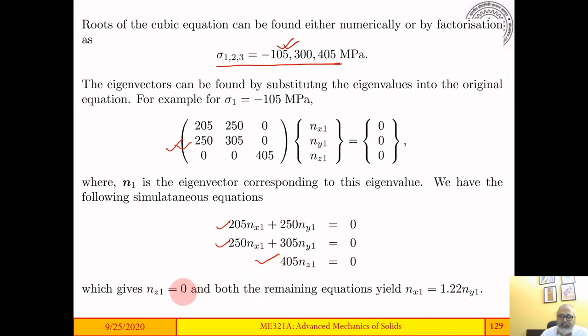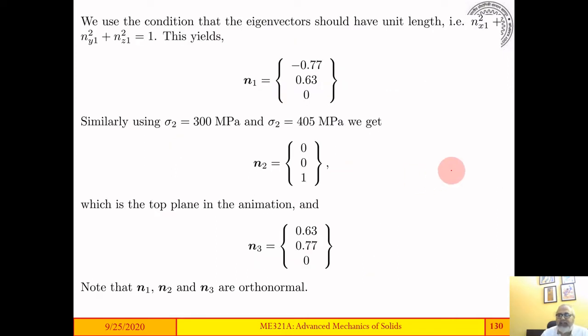Which gives nz1 equal to 0. And if you put nz1, these two equations, by the way, are the same. Both will give you nx1 equal to 1.22 ny1. So one of these two things has to be arbitrary, but we don't make it arbitrary. We take it such that the magnitude of these is equal to 1. So we put the additional condition that nx1 square plus ny1 square plus nz1 square equal to 1. In this case, nz1 is equal to 0 identically, and from this equation and the previous equation we can solve for n1. Similarly, we can solve for n2 and we can solve for n3.